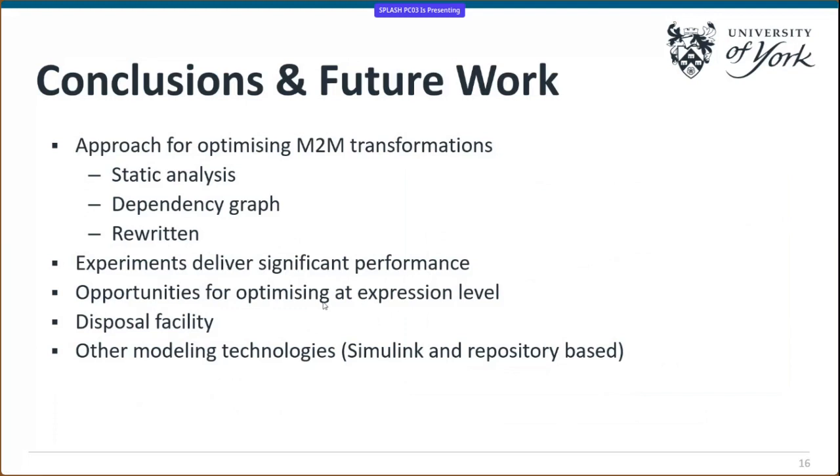So we can optimize the expressions to optimize the overall model-to-model transformation program. Another interesting thing could be to dispose the selective traces when they are no longer required in the program, so that at the end we end up with a completely null transformation trace. And then it would be interesting to see how this model-to-model transformation optimization performs on other modeling technologies such as Simulink and repository based models.